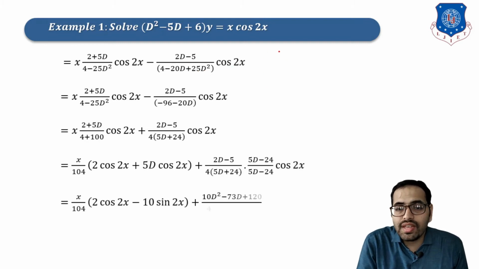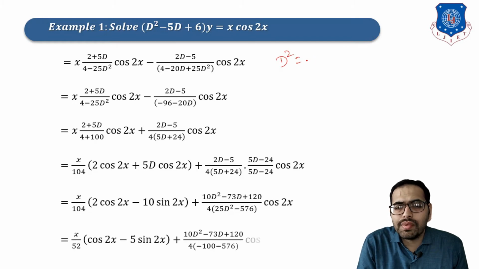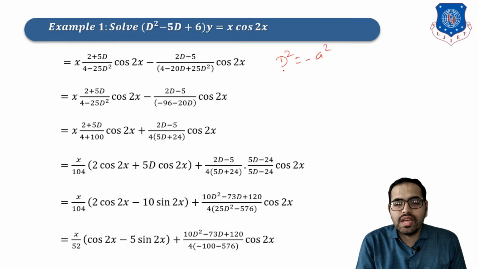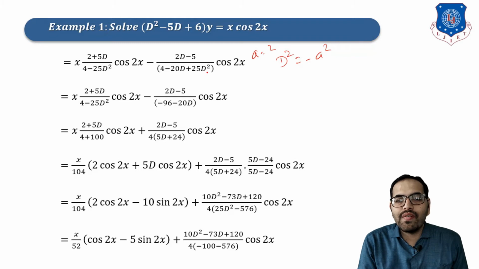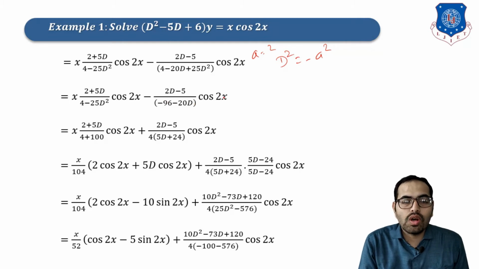Here again we apply the second case to find the particular integral, replacing D square equal to minus a square. Here the value of a is equal to 2. Then replace D square with minus a square. Then 25 into 4 minus 4, that is minus 100. Minus 100 plus 4, that is minus 96. Then minus 96 minus 20D cos 2x.